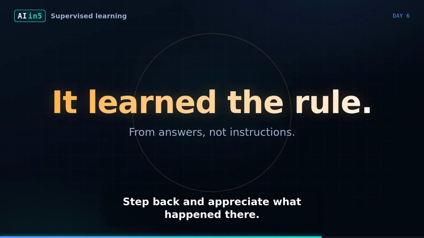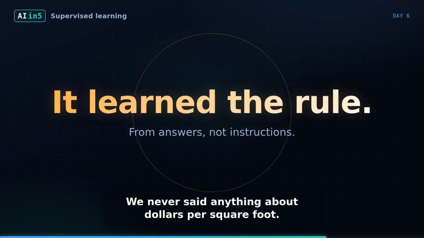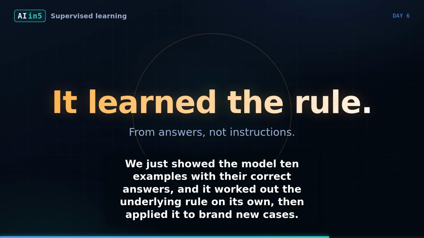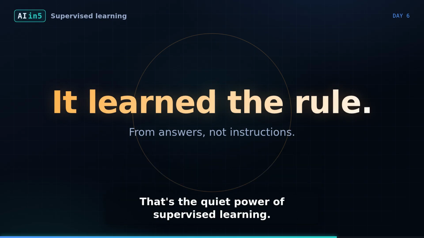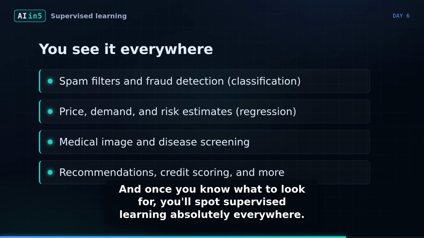Step back and appreciate what happened there. We never wrote a formula for pricing a house. We never said anything about dollars per square foot. We just showed the model 10 examples with their correct answers, and it worked out the underlying rule on its own, then applied it to brand new cases. That's the quiet power of supervised learning. Give it enough good input-answer pairs, and it discovers the pattern connecting them, a pattern you can then use again and again. And once you know what to look for, you'll spot supervised learning absolutely everywhere.